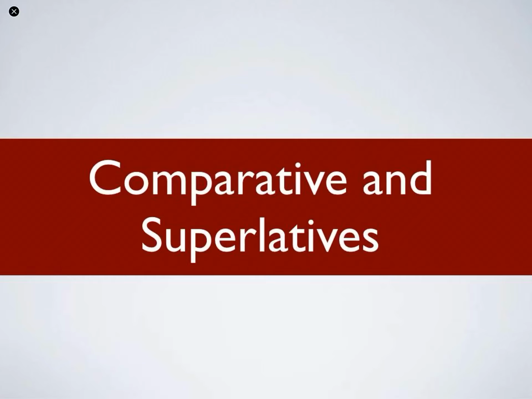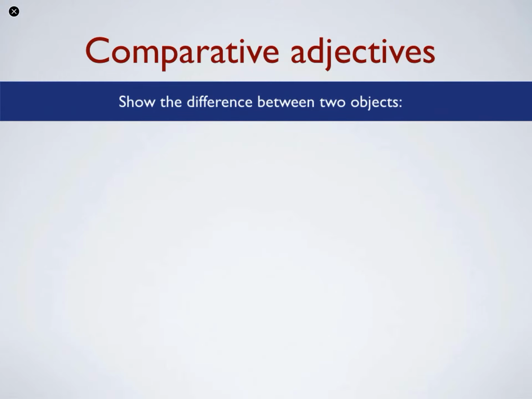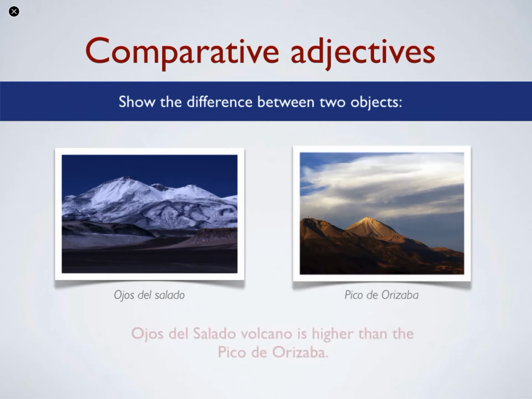Welcome. Today we're going to remember comparative and superlative adjectives. When we talk about comparative adjectives, it's important to remember that we use them to show the difference between two objects. For example, if I compare these two volcanoes, one is higher than the other. So we have the adjective high and the comparative higher. When I want to show the difference between two objects, I use the comparative adjective.